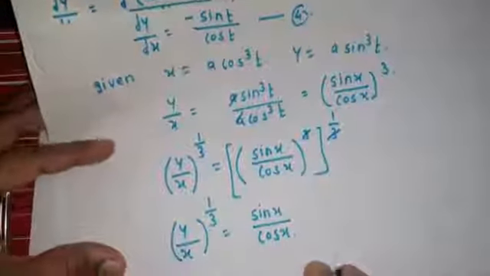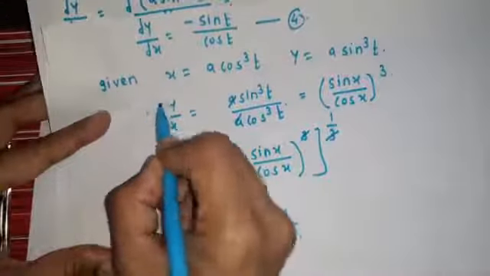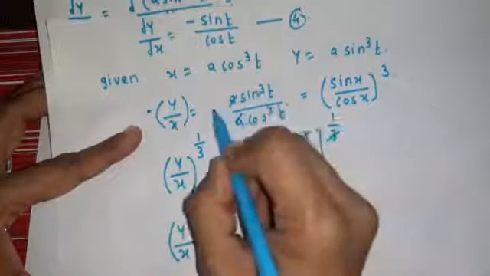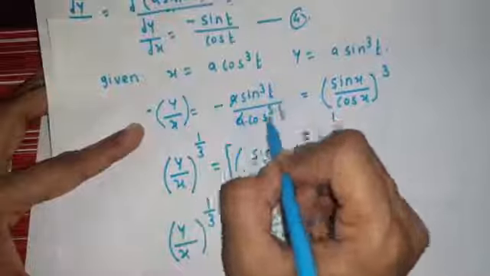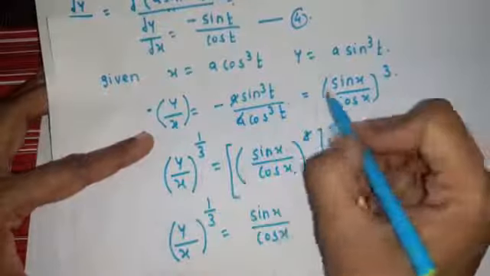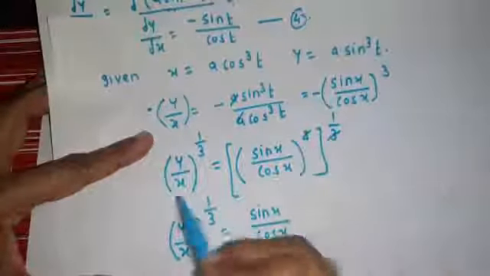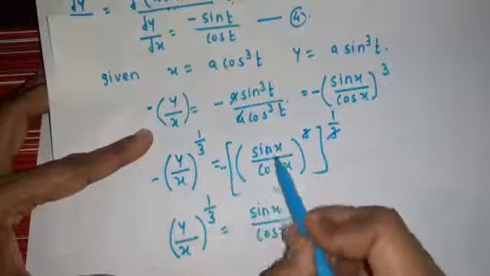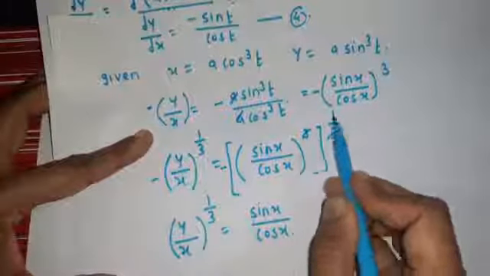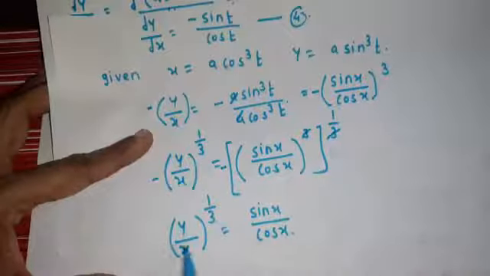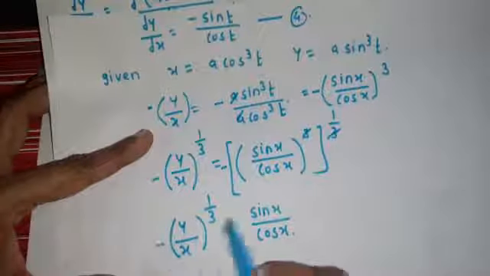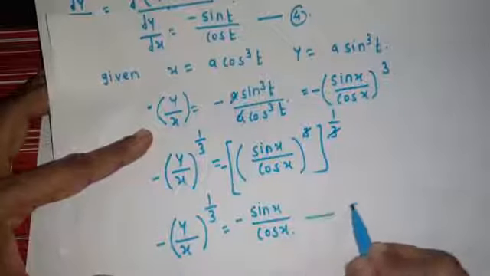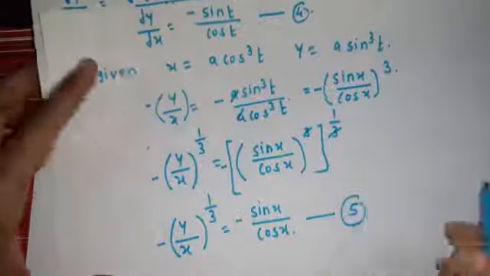And now see students, if we consider minus y upon x, that will become minus a sin cube t upon a cos cube t. The minus sign will be there. So minus (y upon x) raised to 1 by 3 equal to minus sin t upon cos t, the power 3 raised to 1 by 3 gets cancelled, and so minus (y upon x) raised to 1 by 3 equals minus sin t upon cos t. Suppose this is statement number 5.